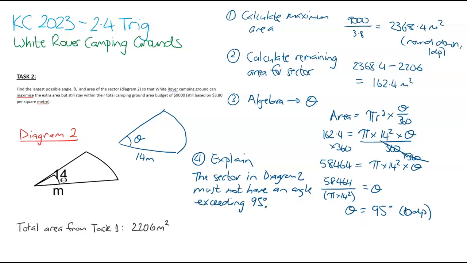If the angle exceeds that, that means the total area will exceed the amount we've calculated, which means we will exceed our $9,000 budget, and that's not how budgets work. We normally need to stay below it. So, making a conclusion, I therefore suggest the angle be 95 degrees. And that wraps up that question there.